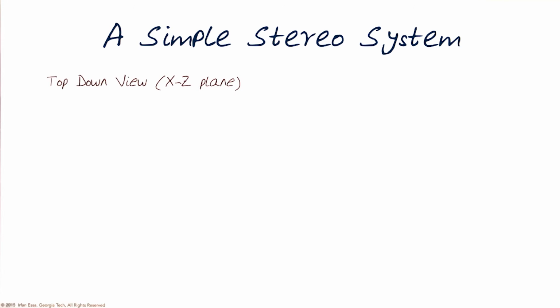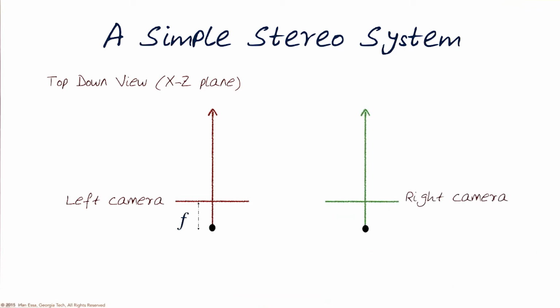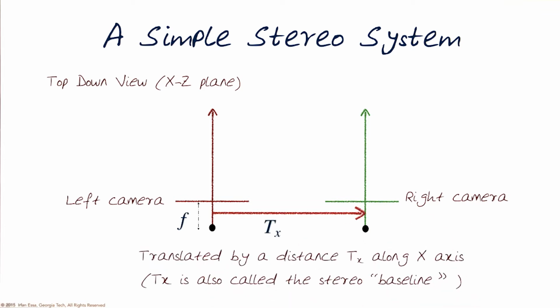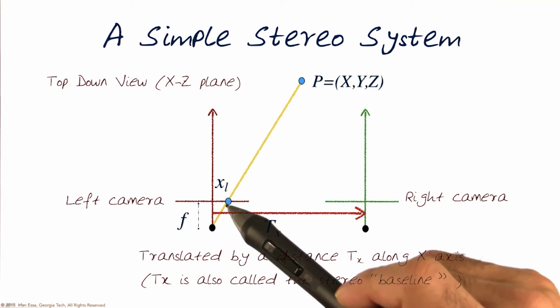Let's look at this scene from the top, just looking at the xz plane. So here again, I have a left camera. Here now I've actually listed the focal length. Right camera, again, we know the focal length here. So of course, the two cameras are translated by distance tx along the x-axis. Tx is also known as the baseline. We have a point x, y, z. Of course, that point appears in this viewpoint here.